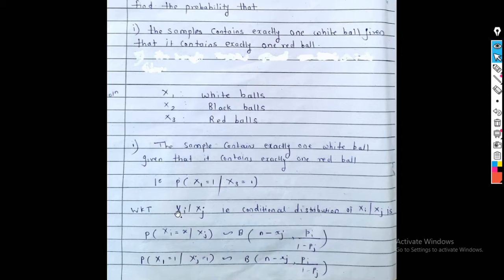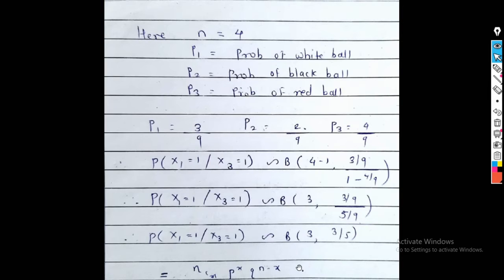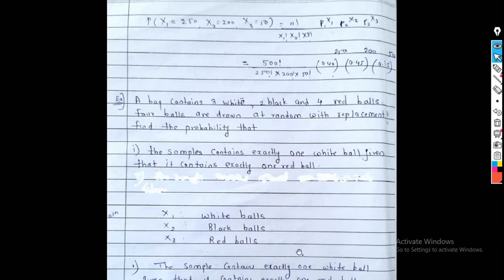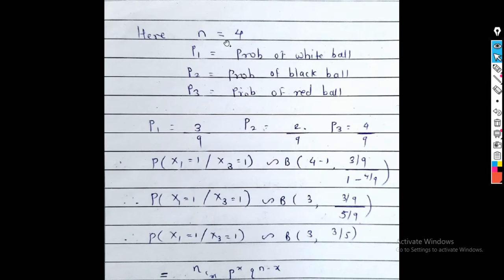We know that the conditional distribution of xi given xj follows a binomial distribution with parameters n minus xj and pi upon 1 minus pj. So x1 given xj equal to 1 follows a binomial distribution with n minus xj, comma, p1 upon 1 minus pj. What is the sample size? We are given that 4 balls are drawn at random, so the sample size is 4.